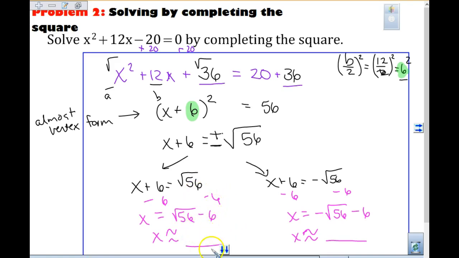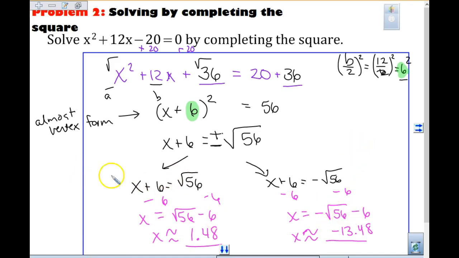Addison and Grace, want to give me the first one? 1.48331. We're going to stop at 1.48. So approximately, x is approximately 1.48. Okay. My other answer, Lauren and Ryan, negative 13.4. Okay. We get them both. Putting it in your calculator: square root 56, put that in, leave the decimal, subtract 6. Then it's the opposite of that, the negative square root of 56.